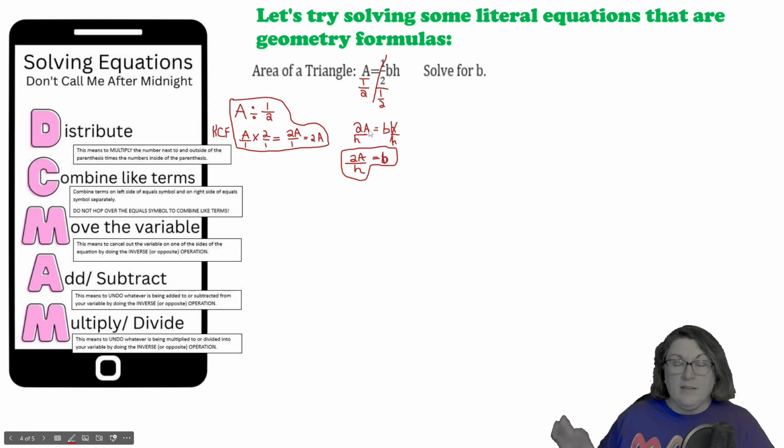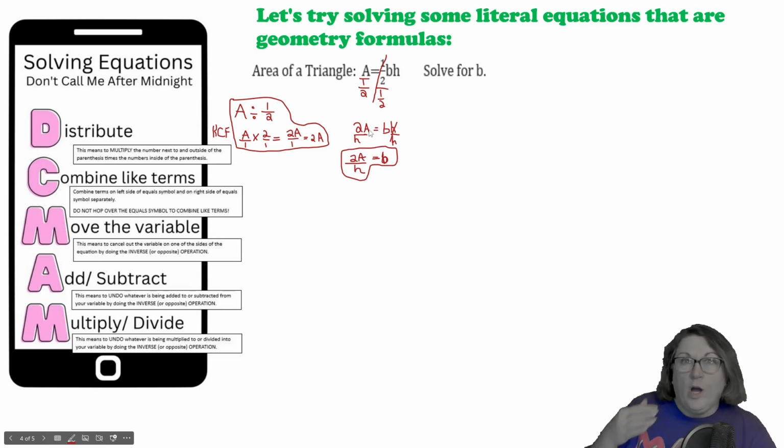And basically, solving a literal equation is kind of like rearranging the equation in a way because you're not getting one numerical answer. You're getting a different equation with your variable isolated, the variable they're asking you to do.